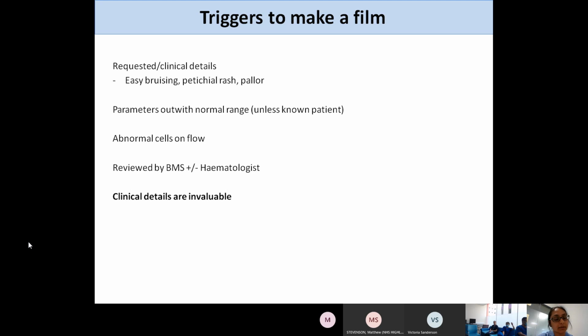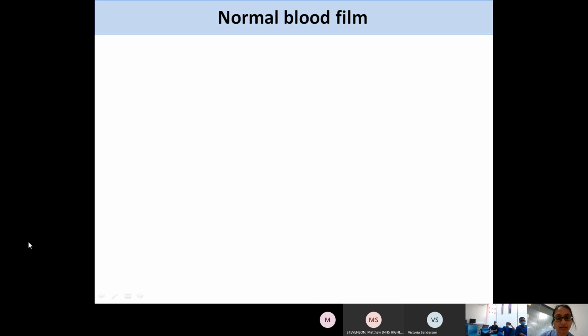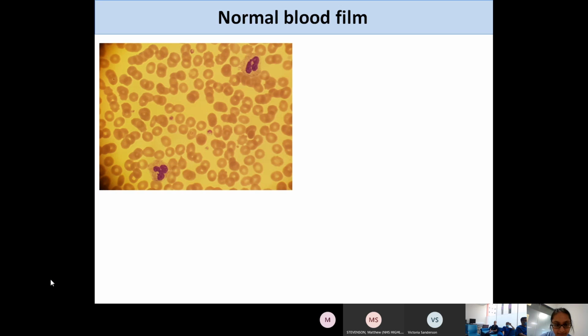When we are looking at the blood films, in general, we don't know the patients. So it's very helpful to have clinical details that help us interpret the blood film and then issue a report that's going to be more helpful to the referring clinician. So this is an example of a normal blood film. Can you see my cursor okay?